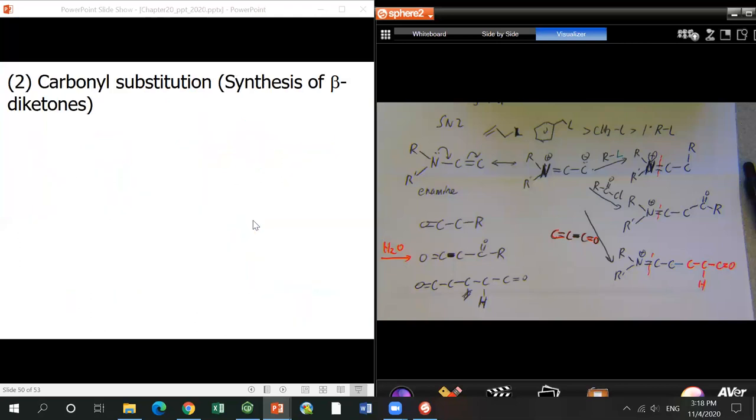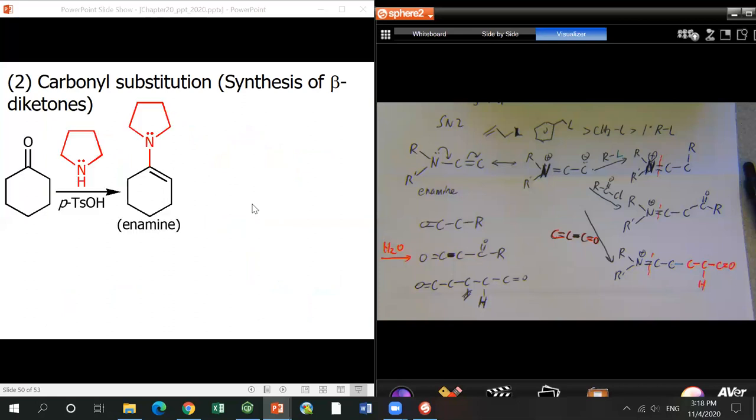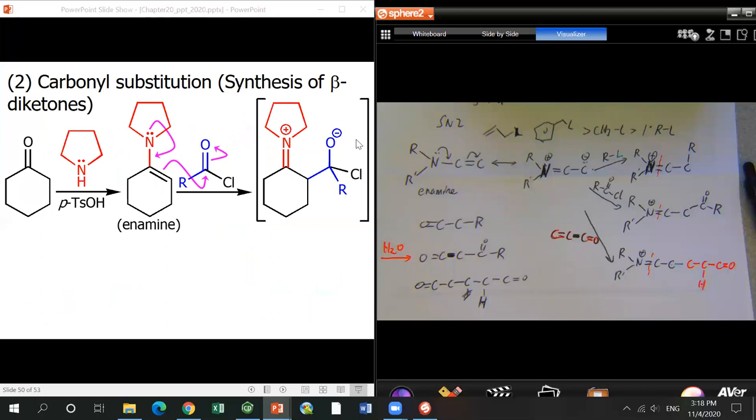And then the second one is a carbonyl substitution reaction, a nucleophilic substitution reaction. Keep in mind, here you can only use an acid chloride. Again, we still start with the enamine, and then the acid chloride comes in. Substitution, and then you generate an intermediate.